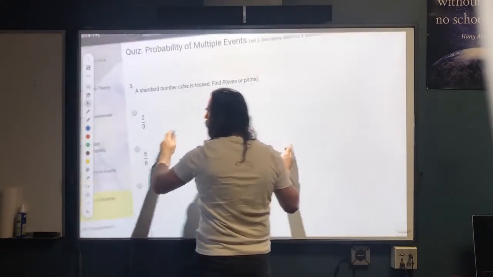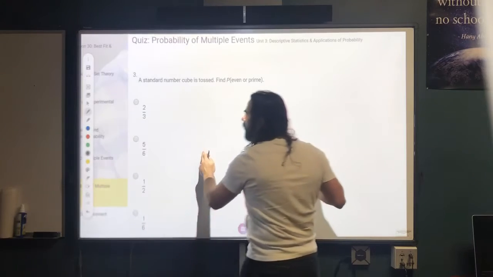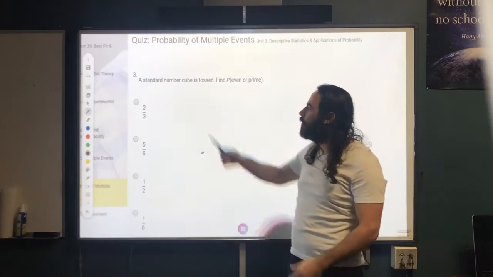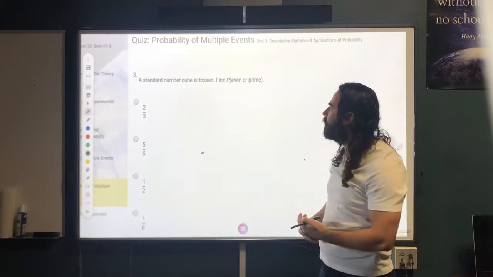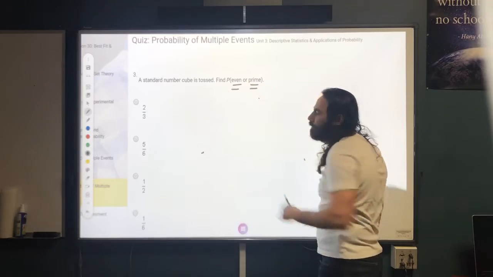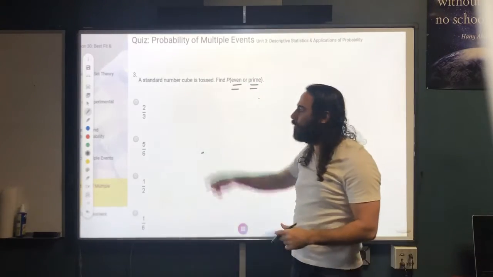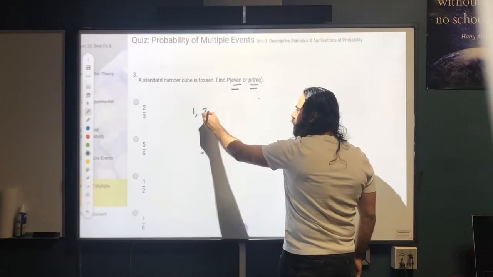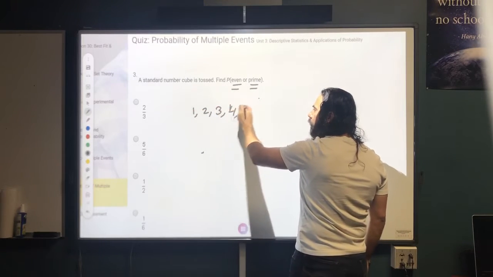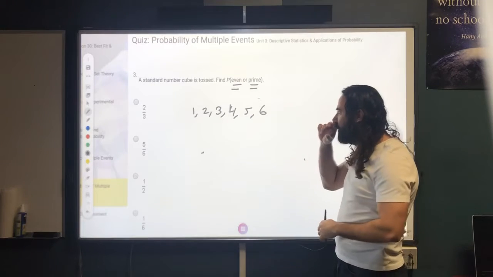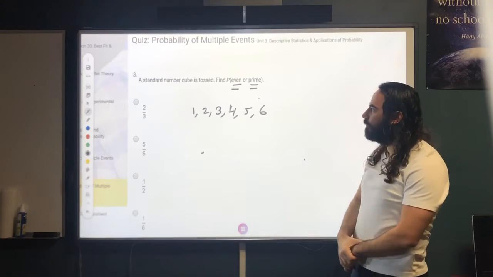Question 3. Also, guys, I hope you can see the question. A standard number cube is tossed. Find the probability of the even numbers or the prime numbers. So the standard number cube, which numbers are on the cube? We have 1, 2, 3, 4, 5, 6. Okay? We have 1, 2, 3, 4, 5, 6.